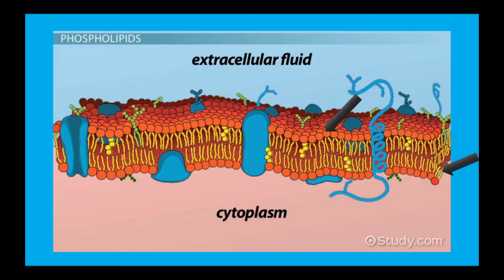This is why the head is always pointing inwards towards the cell or outwards out of the cell. It is a part of the phospholipid and has phosphate in it. So that is the hydrophilic head.